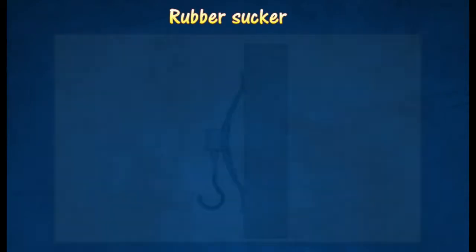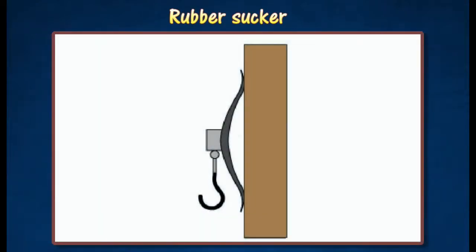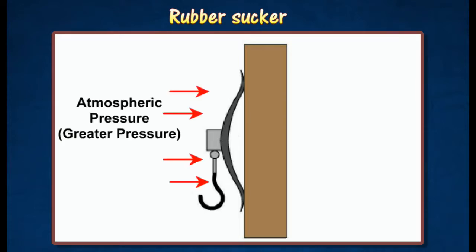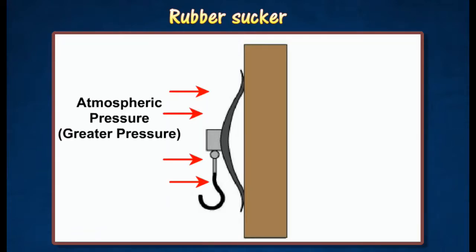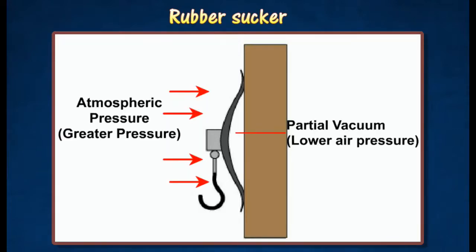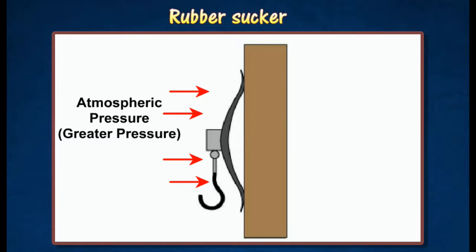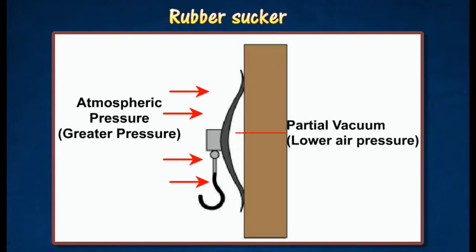A rubber sucker is a rubber cup that can be made to stick onto a smooth wall such as glass or tiled wall. The rubber cup is made airtight by wetting its rim before pressing it against the wall to create a partial vacuum by driving the air out. The higher external atmospheric pressure outside presses down on the sucker and makes it stick firmly to the wall.